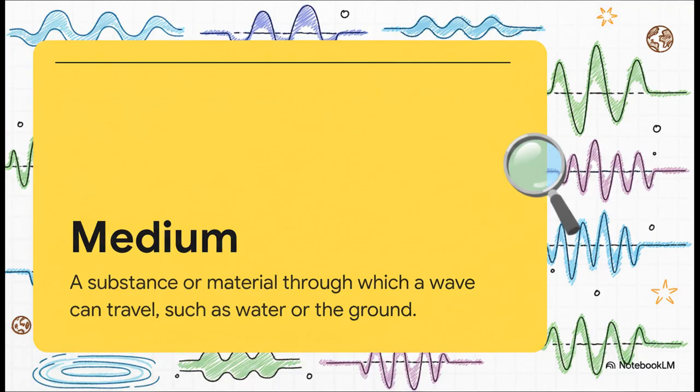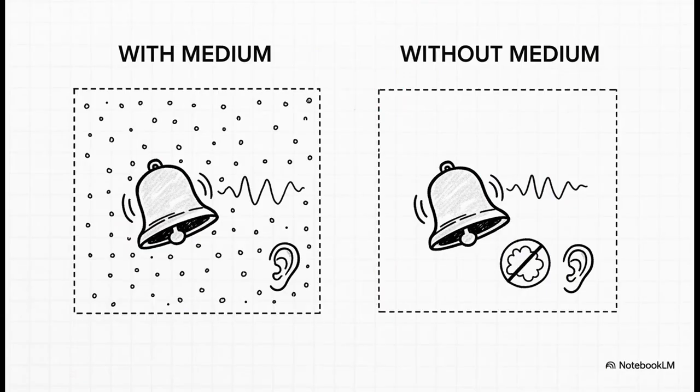Anything from the ground under your feet to the air you're breathing right now. For a whole class of waves, this medium is basically their highway. Without it, their energy has absolutely nowhere to go. So these waves that absolutely must have a medium are called mechanical waves. And the name kind of gives it away. They need a physical, mechanical substance to travel through.